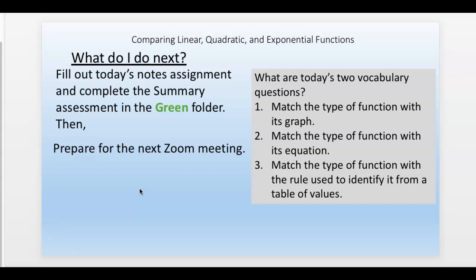Guys, there are 3 vocabulary questions. All right? You're just going to match the type of function with its graph, the type of function with its equation, the 3 types, again, that we talked about, and then match the type of function with the rule used to identify it from a table of values. There's a rule we talked about, okay? 3 different rules. All right, that's it, guys. Thanks.